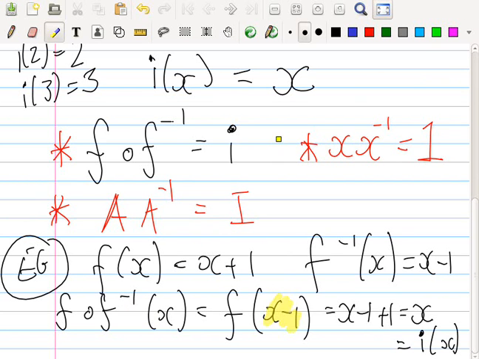The f(x) and the f inverse of x can change. They're not always x plus 1. This is just my example. I'll do another one now.